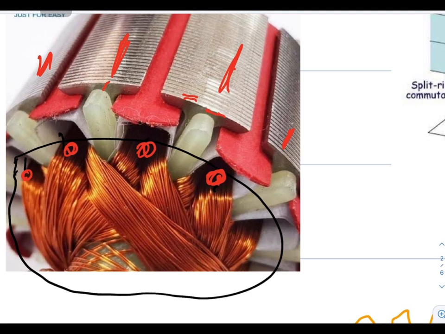The armature conductors are held in place by wedges. The wedges are there so that the armature conductors do not come out. They hold the armature conductors in place in their slots.